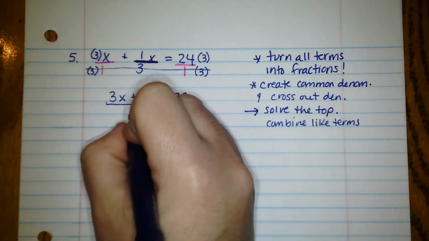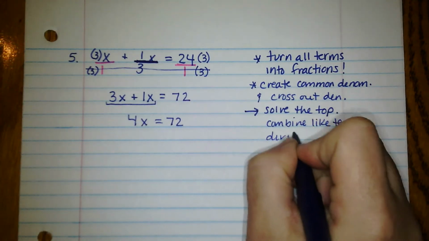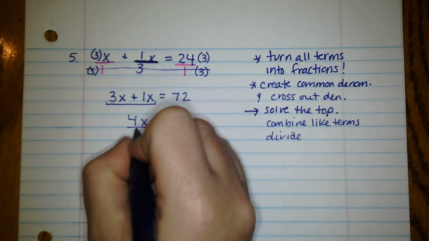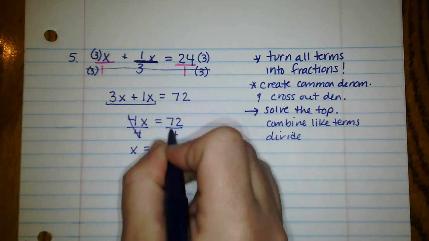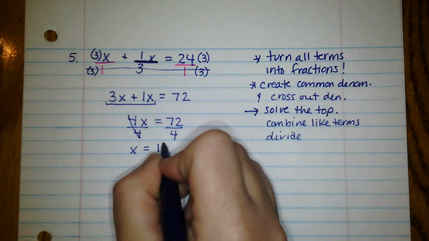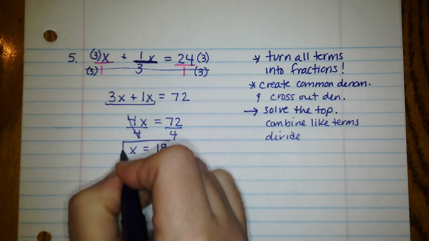And that will give us 4x. And then divide. And divide both sides by 4 to get x alone. 4 goes into that 1, 3 left over, so that's 18. So our answer, x equals 18.